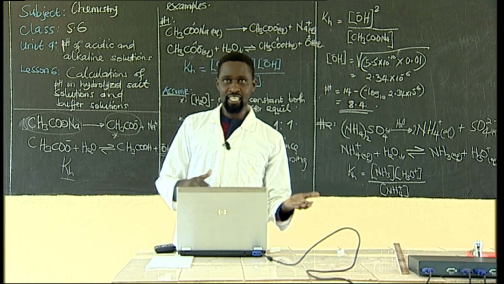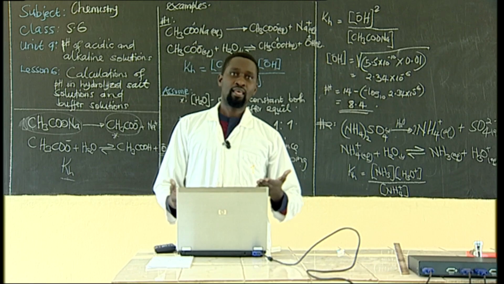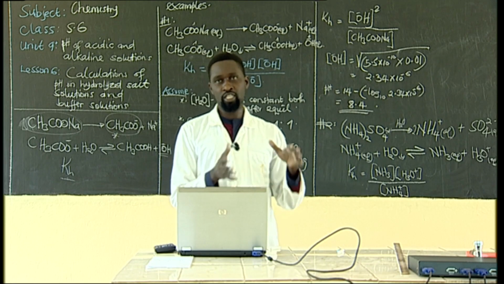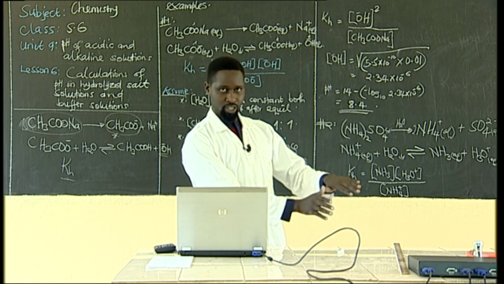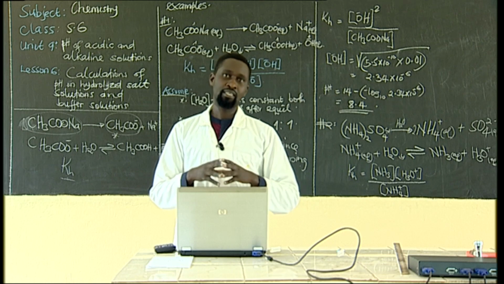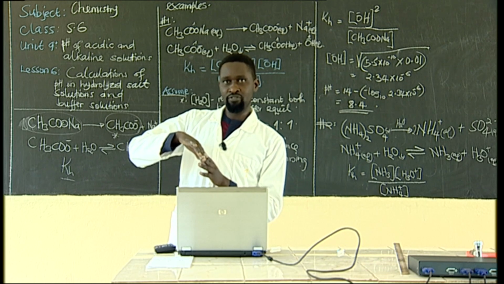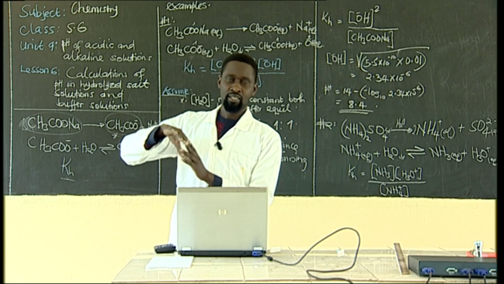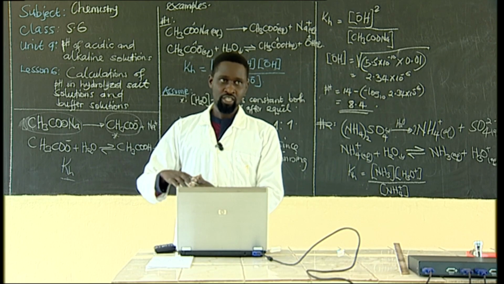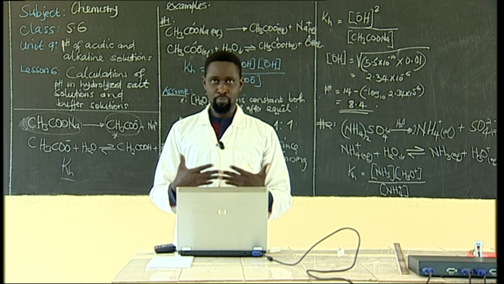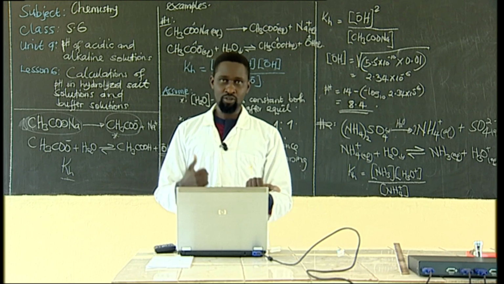There are basically two types of buffer solutions. We have the acidic and the basic. Acidic maintains the pH less than 7, that is in the acidic range. Then basic buffers maintain the pH above 7, and that is the alkaline range. Depending on what makes up the buffer, they can be acidic or basic.